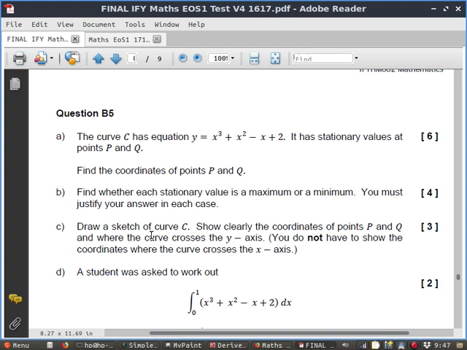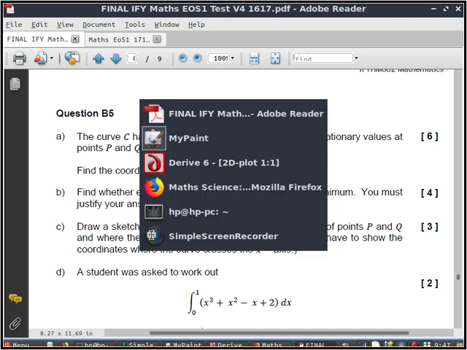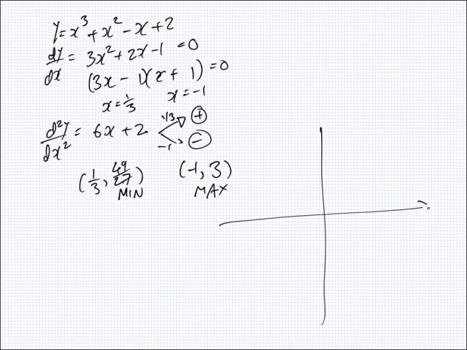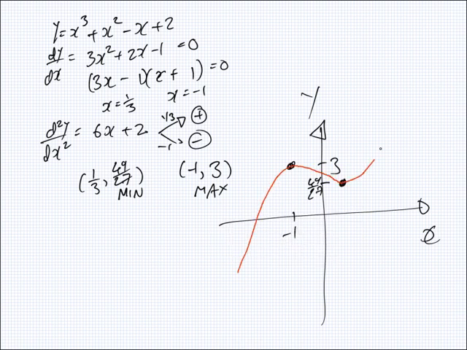Nice. So let's, can I resume? Yeah, resuming. So we want a quick sketch here. X, y, minus 1 and 3 would be here. And 1/3 and 49 over 27 would be about here. What is this one doing? It's a max, and this one here? It's a min, isn't it? So the shape must look like this. Up to a max, down to a min, and off we go. Okay, let me stop.